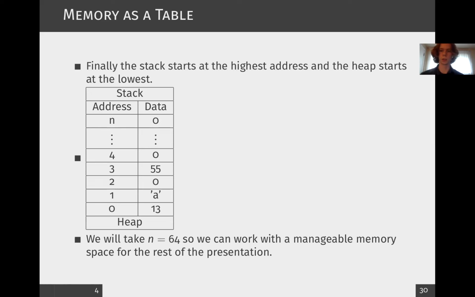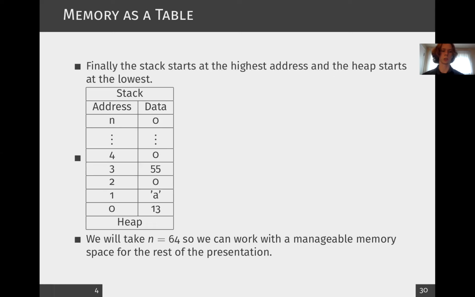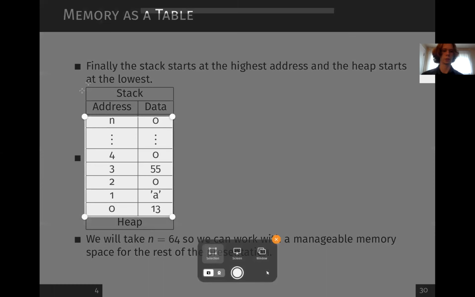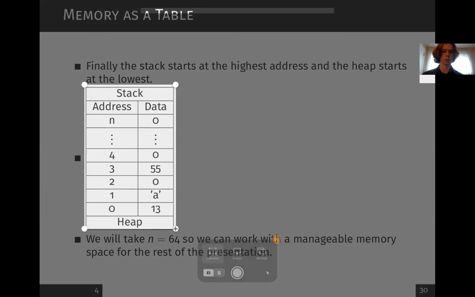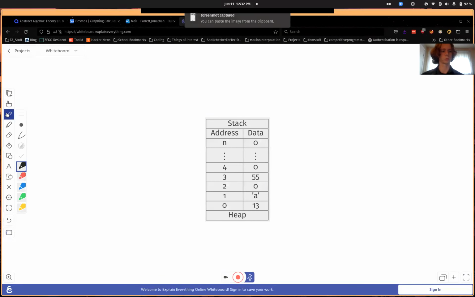We're going to take n to be 64, so we can deal with just 64 cells of memory, just a small amount, so it's going to be convenient to work with. To illustrate these next points, let's first grab this table and take it over to our whiteboard. Let's make sure we can draw on that.